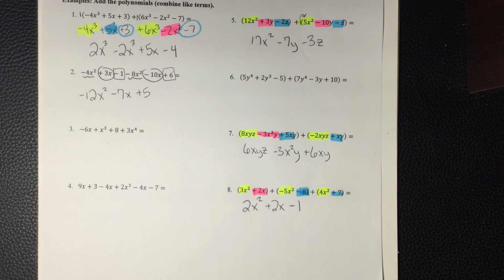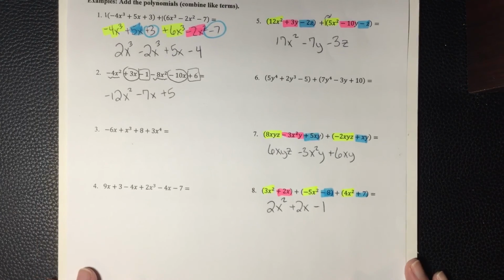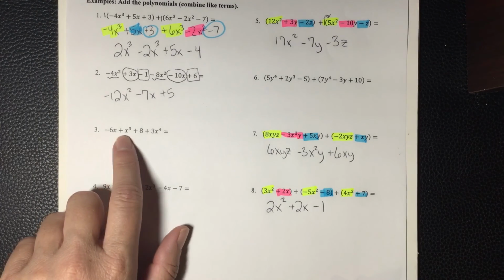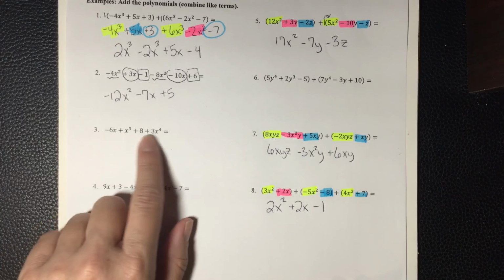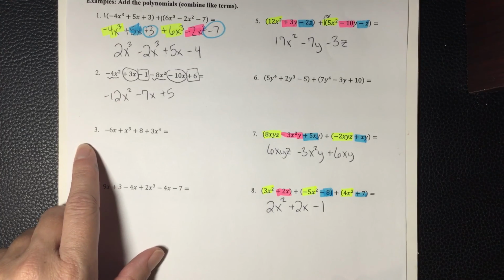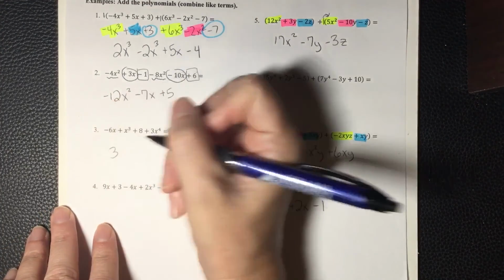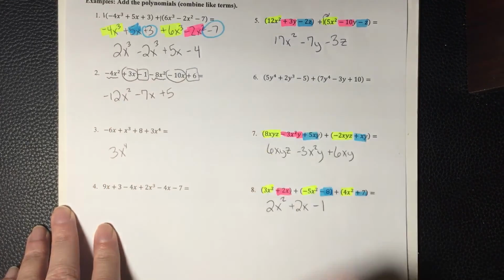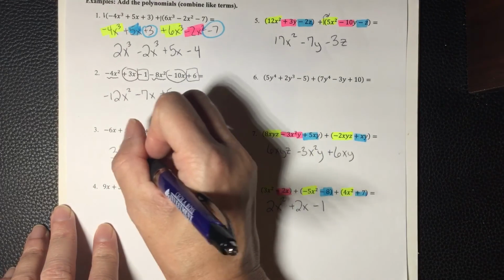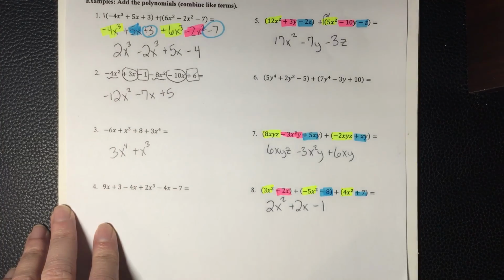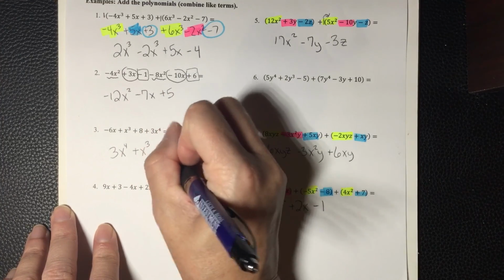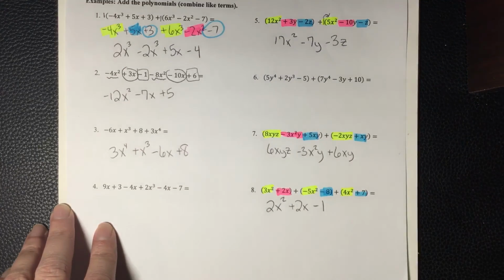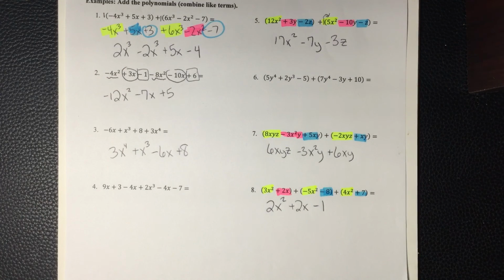Let's go ahead and pick one more to do. Now if I look at number 3, no parentheses there, so if I start looking at this, I don't really see any similar terms at all. So the only thing I can do with this is rewrite it in descending order. So I'd write the 3x to the 4th first, then I would bring down the plus x to the 3rd, then the minus 6x, and then the plus 8. Okay, so not really combining anything, just rewriting that. All right, and that is all you have to do to add polynomials.